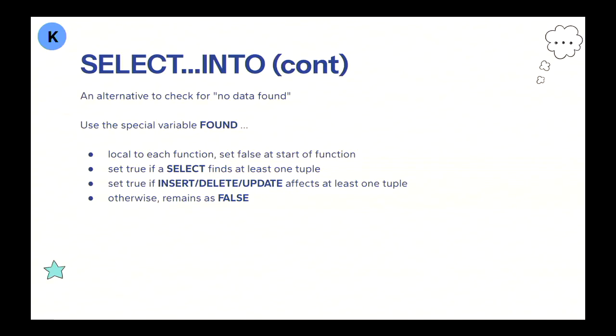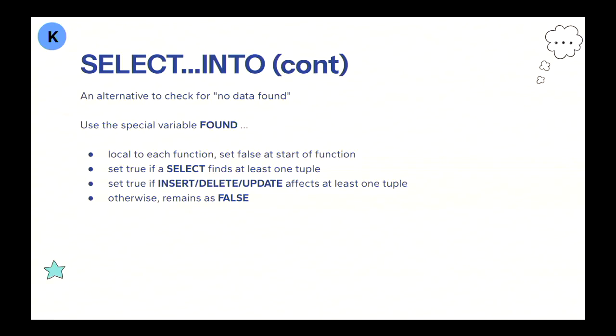However, we can also use an alternative way, which is a special variable predefined in Postgres, to check the result of no data is found. The special variable is named found. This found variable is a special one. It is local to each function, and it is set to false at the start of the function. And it is set to true if the select statement before using this value returns at least one tuple.